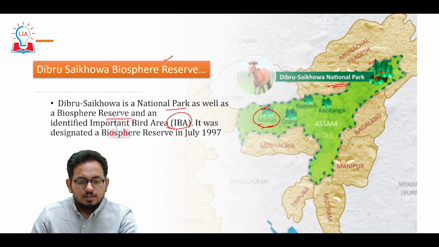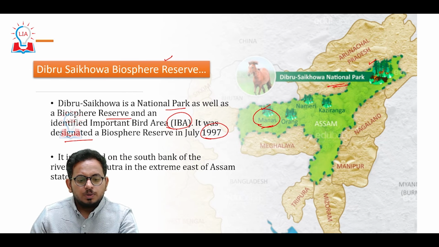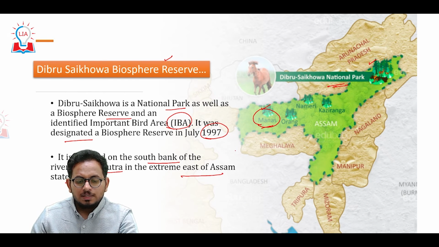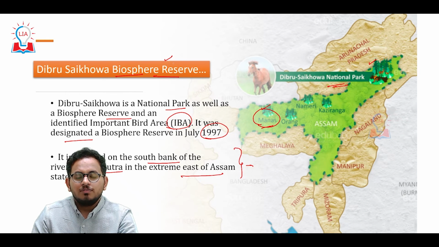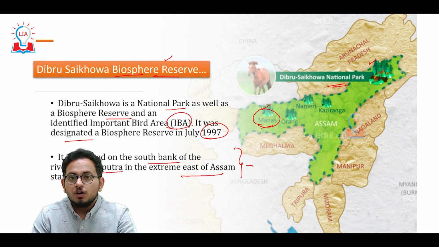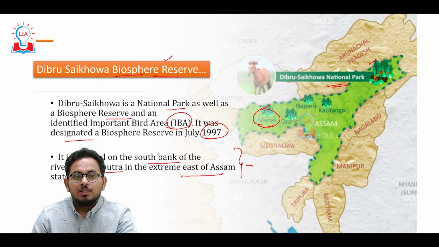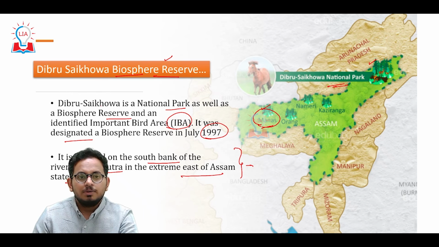Dibru-Saikhowa is a national park as well as a biosphere reserve and an important bird area. It was designated as a Biosphere Reserve in the year 1997. It is situated on the south bank of the river Brahmaputra in the extreme east of the state of Assam in India. What UPSC can ask you here is whether the Dibru-Saikhowa Biosphere Reserve is situated towards the east of Manas. Or it can also ask you, the Dibru-Saikhowa Biosphere Reserve is on the banks of river Brahmaputra. Is it correct or wrong? This will be the kind of statement that UPSC might ask you.